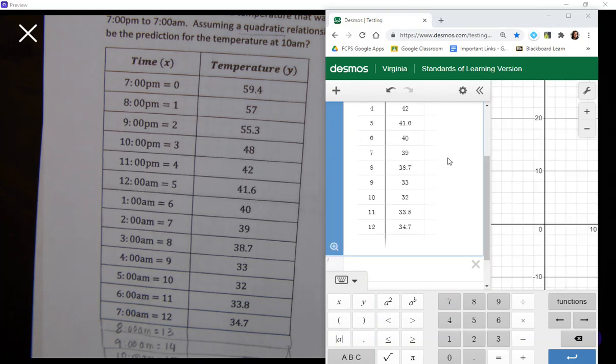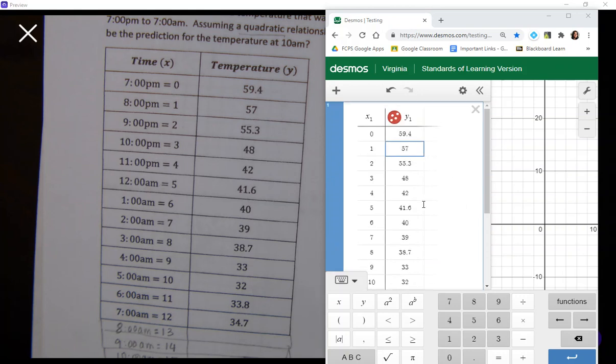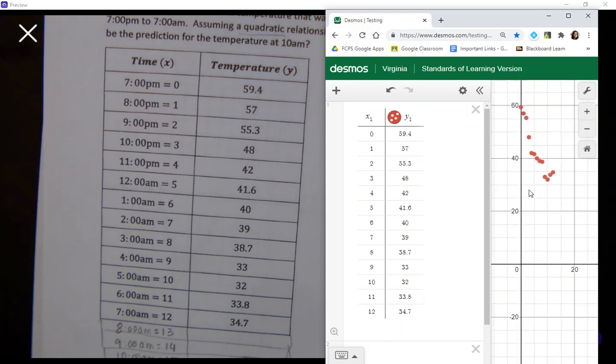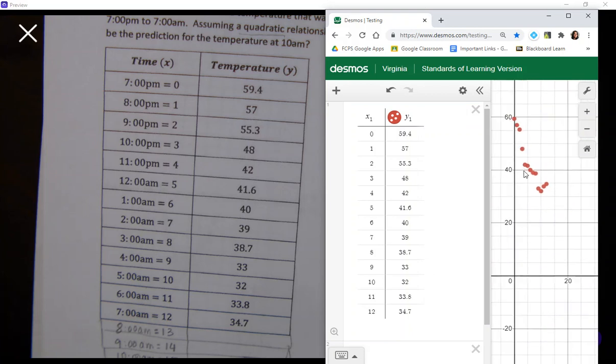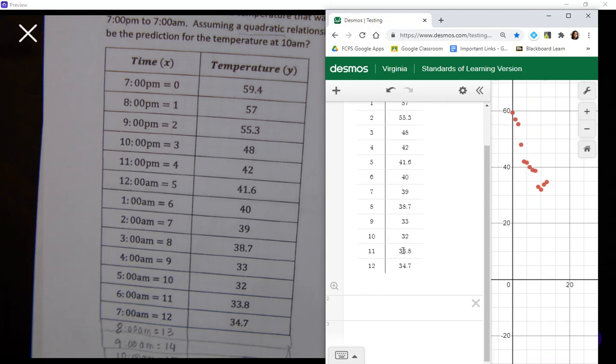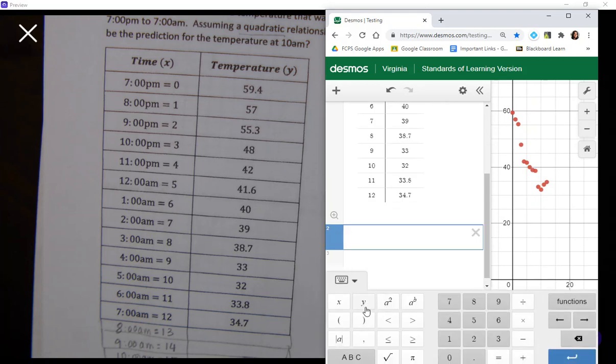Okay, so I plugged in the numbers and I kind of gave it a quick look. It kind of looks a little like a parabola. I think if you had more numbers, it would still keep going up. That's what I'm thinking over here. Anyway, let's build our quadratic regression.